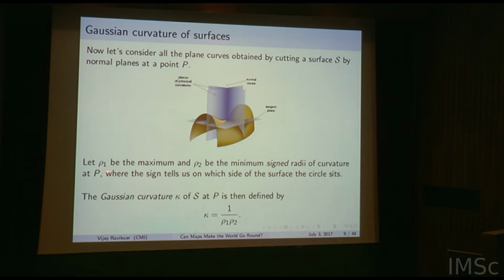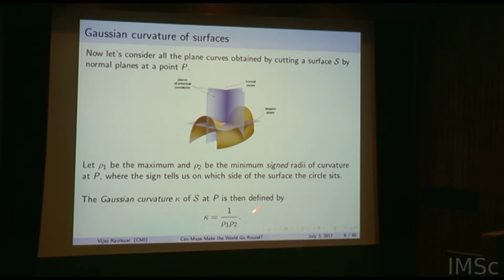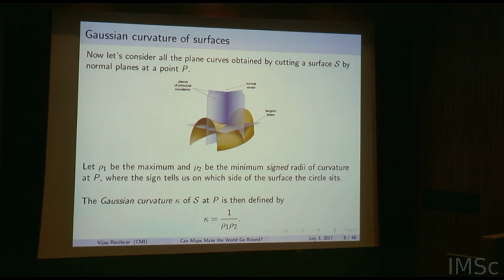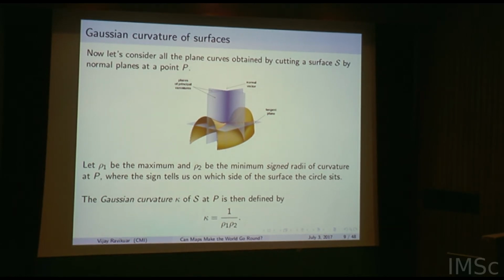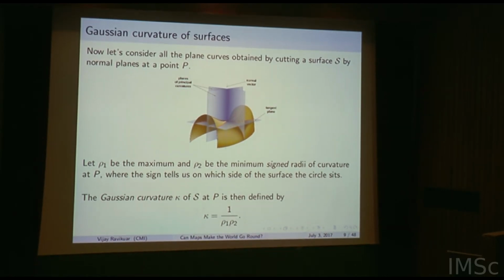So taking rho 1 to be the maximum and rho 2 to be the minimum signed radii of curvature, we define the Gaussian curvature to be 1 over rho 1 times rho 2. So somehow it's capturing the most extreme radii of curvature we can get, the most extreme curvatures we can get at a given point. Remember, the curvature of the curve is 1 over the radius of curvature. So this is really the product of the most extreme two curvatures we can get at that point.